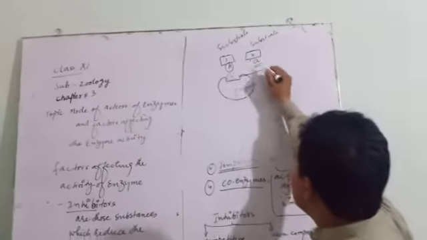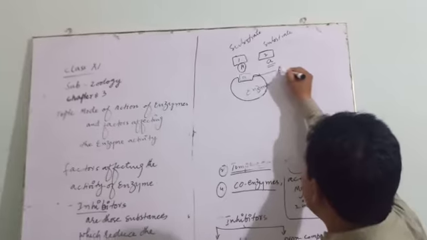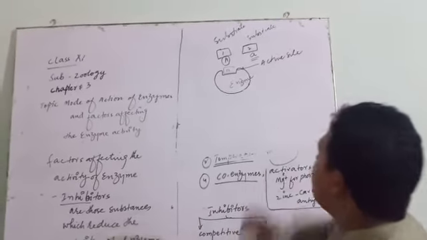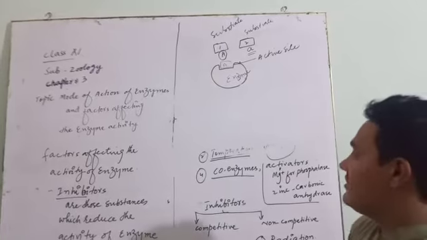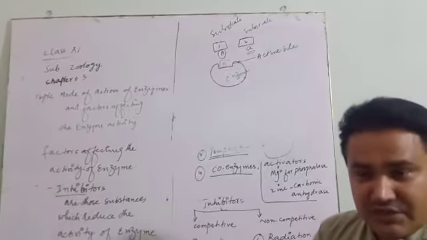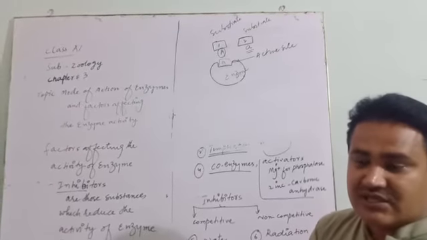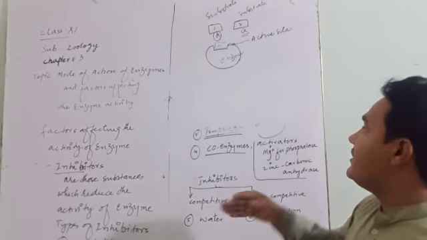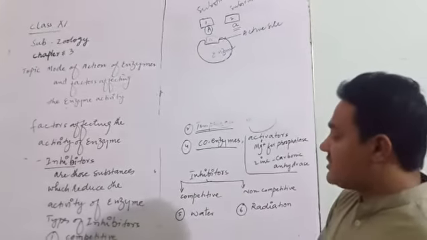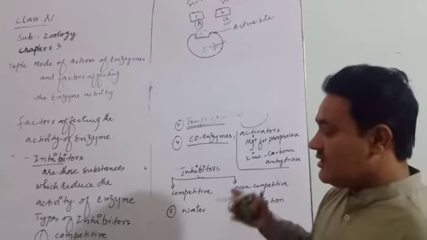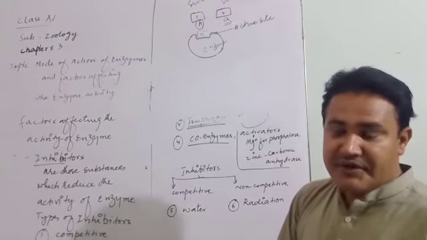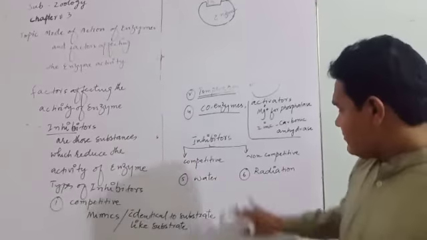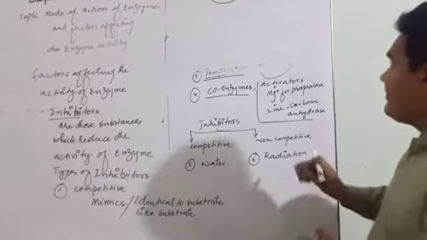This is the active site of the enzyme. When substrates which are not the particular substrate for the enzyme, but are like substrates, attach on the active site, that kind of inhibitor is called a competitive inhibitor. Now, non-competitive inhibitor.